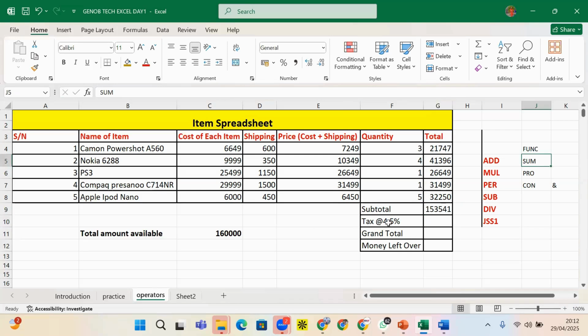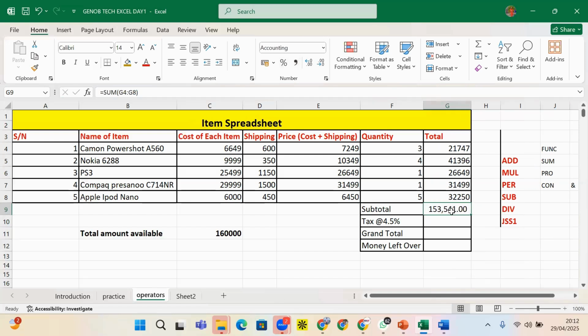So to get the percentage of the tax, we want to pay tax, right? Okay, let's say this is the money. Let me put it in comma separator. So let's say you earn 153,541 naira as your salary. How much will you pay for tithe?